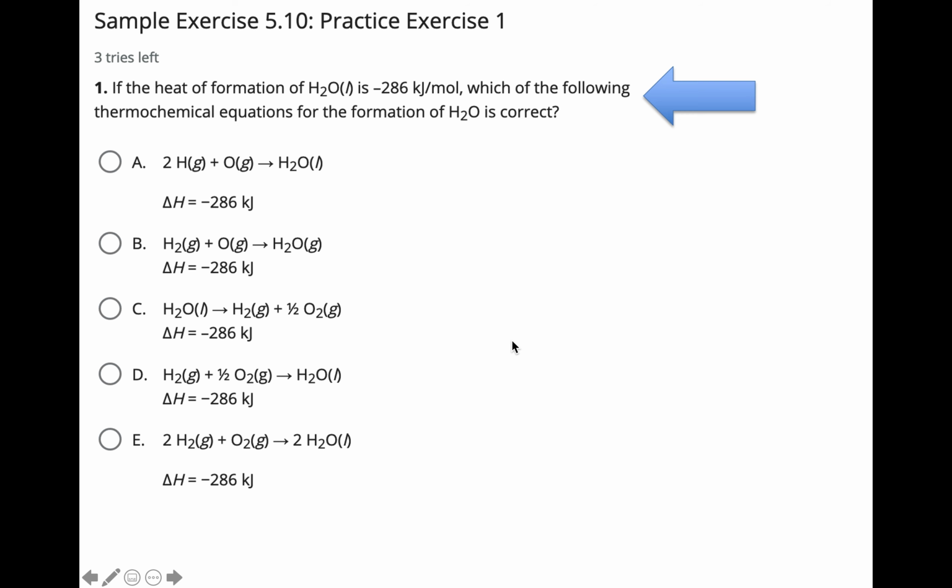Here's another one. Same topic, but it's asked a little bit differently. This is from the e-text. If the heat of formation of delta H liquid is negative 286 kilojoules per mole, which of the following thermochemical equations for the formation of H2O is correct? This is asking the same thing. Anytime you see the word formation, heat of formation, it's going to be asking about the standard enthalpy of formation. So take a second, see if you can answer that one. A, B, C, D, E. Which of these do you think is correctly identifying the standard enthalpy of formation for H2O liquid?